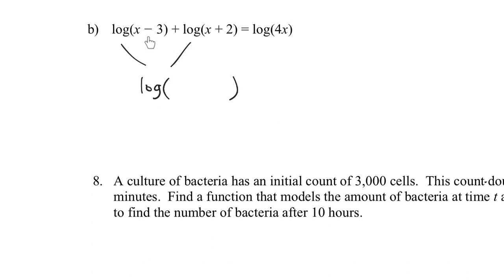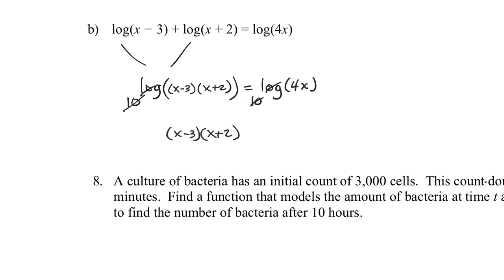And the expression here and here are going to multiply. So x minus 3 times x plus 2. Now that we have one single logarithm here and one single logarithm here that have the same base, base 10, now we can use a base of 10 on both sides to cancel each logarithm. And we have x minus 3 times x plus 2 equals 4x.